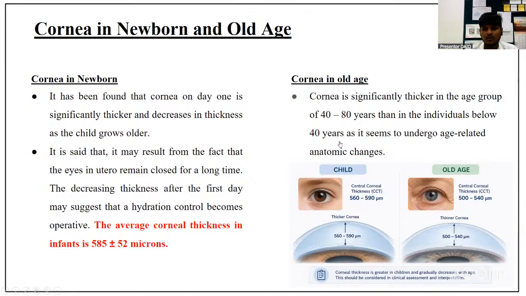Then the cornea in old age, 40 to 80 years, is significantly thicker than in individuals under 40 years, as it seems to undergo age-related anatomic changes. In the image, you can see there are changes in the central corneal thickness. You can see the child has a thicker cornea compared to old age.